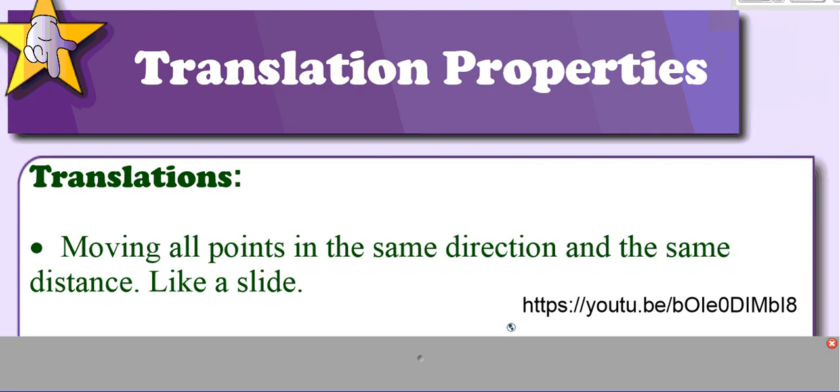So a translation, now we're getting a little bit more specific. It's a type of transformation. A translation moves all points in the same direction and the same distance. It's like a slide, not like a playground slide, but like sliding a shape. You can slide your book across your desk. You can slide a pencil across your desk, that sort of slide.